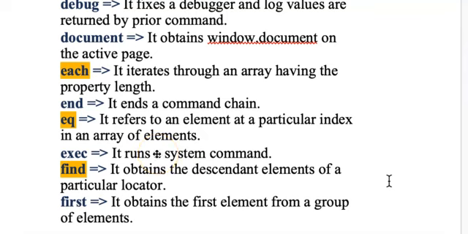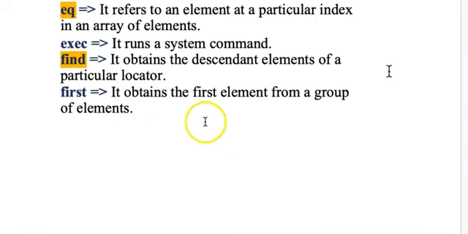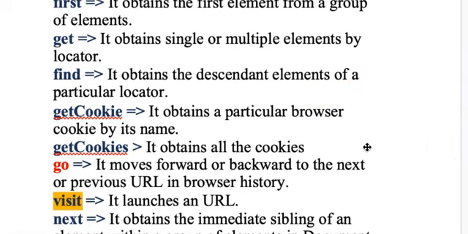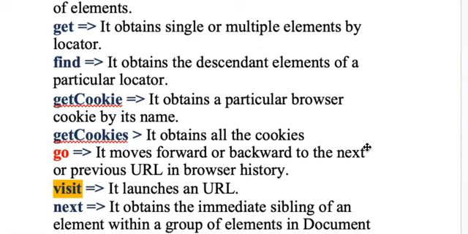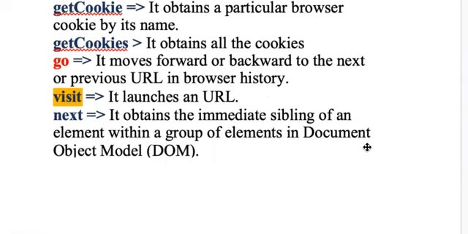Exec. It runs a system command. Find is one of the important ones. It obtains the descendant elements of a particular element. First, it obtains the first element from a group of elements. Get is also one of the important ones. It obtains the descendant element of a particular locator. Get cookies. Go is also one of the very important ones. Visit, it launches a URL.